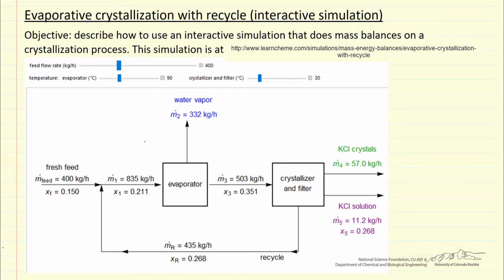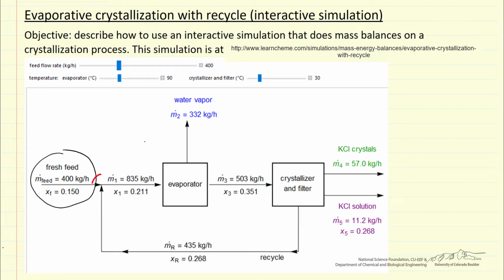I'm going to briefly explain how to use an interactive simulation that models evaporative crystallization with a recycle stream. The main objective of this interactive simulation is really to show how to do mass balances, and we've picked the crystallization process to do that. So the idea is we have a fresh feed that has 15% potassium chloride and the remainder is water.